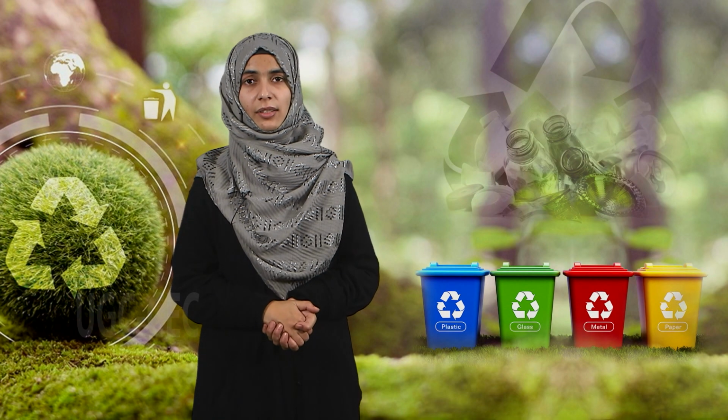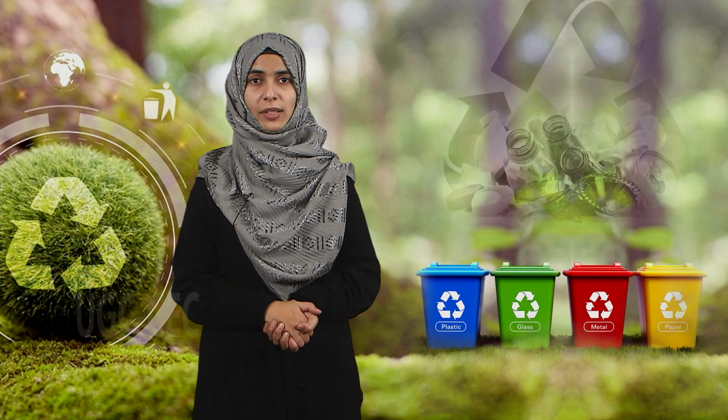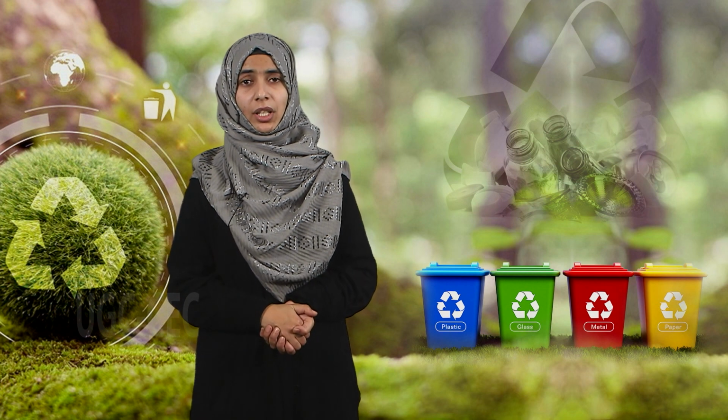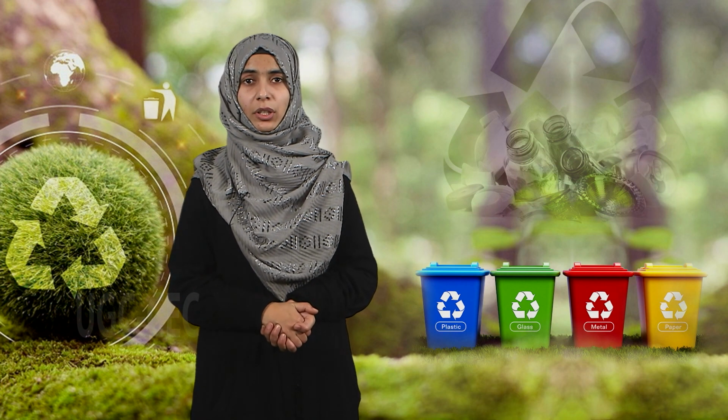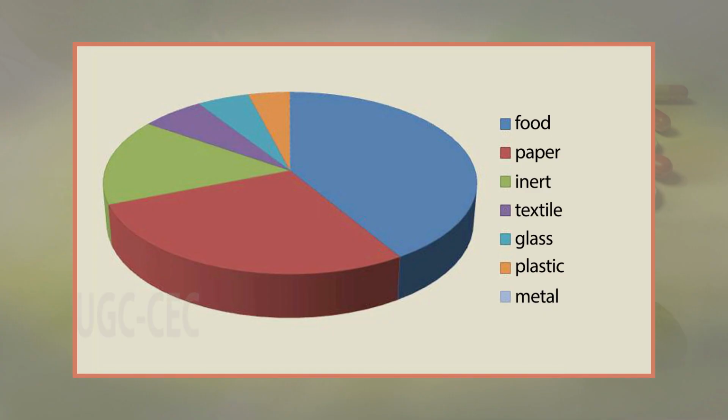Now let us discuss composition of municipal solid waste in a typical Indian city. The general composition of solid waste being generated from the cities of India is 40% food and garden wastes, 5% glass and ceramics, 3% metal, 15% inert, 4% plastic rubber, 6% textiles, 27% paper.